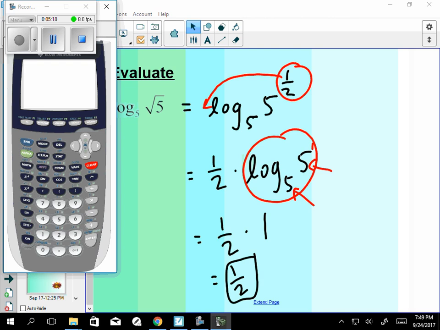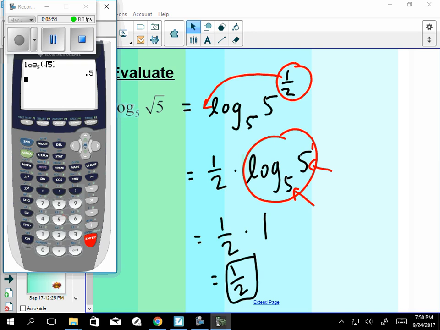First, to do logs with a base on your calculator, if you hit the math button and scroll down, usually towards the back here, there's one that says log base. That one you can enter in. So if you do log base, enter base of 5, and then we've got square root of 5. This should give us 1/2 for the answer.